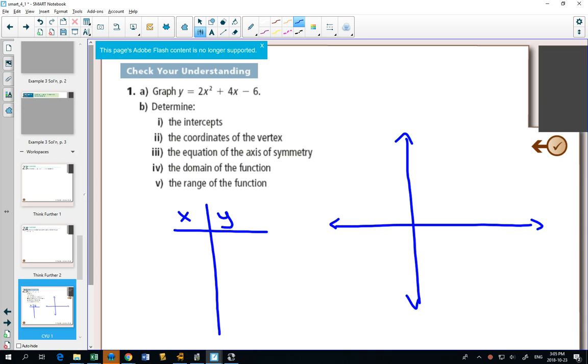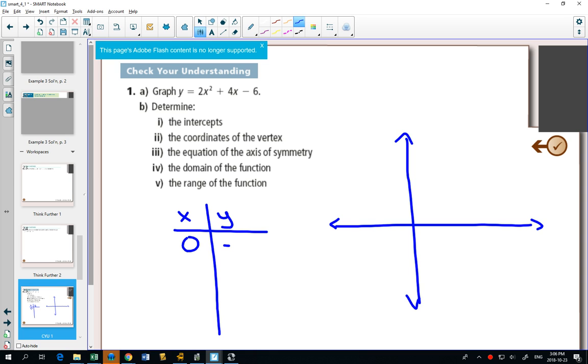Now when you do a table of values, and a table of values is a graphing technique that you learned first in grade 9 and revisited in grade 10. It's always a starting technique for graphing. It's usually the slowest technique for graphing because it takes time to plug numbers in. So you can choose any value for x that you would like to start with. Usually I like to start with numbers that are easy to plug in, like 0. If I plug in 0, I'm going to get 2 times 0 squared plus 4 times 0 minus 6.